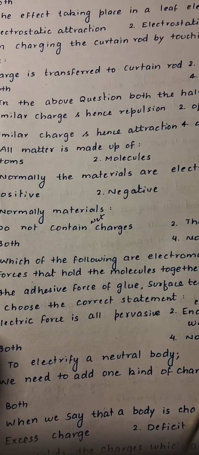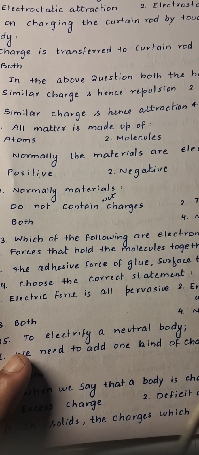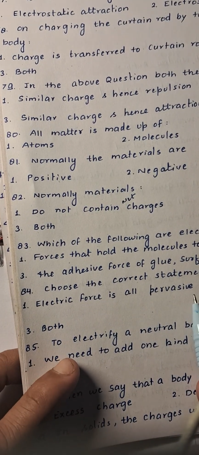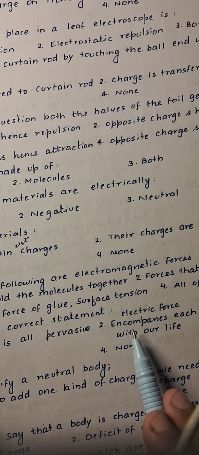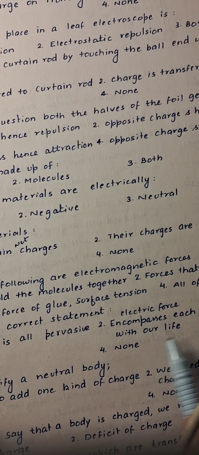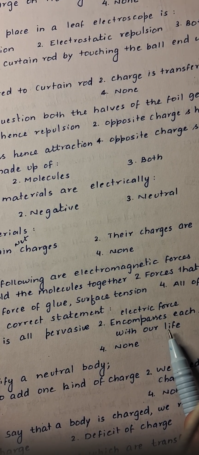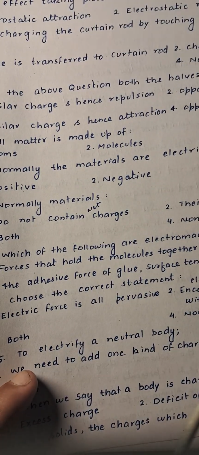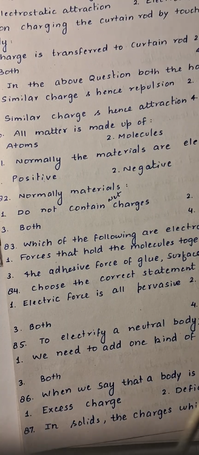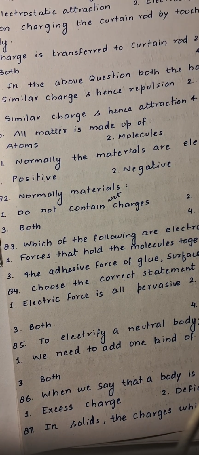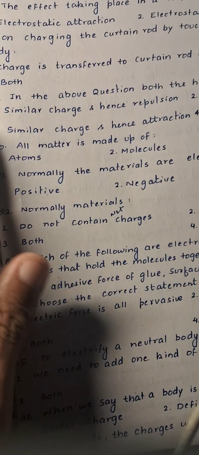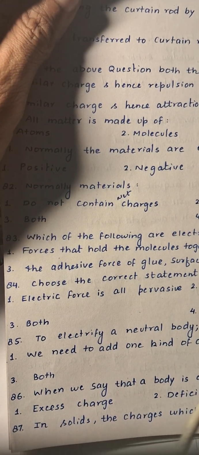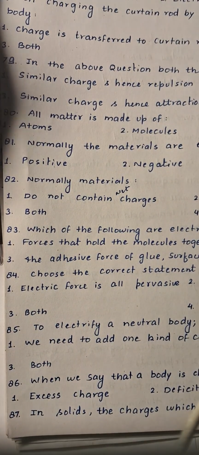Next is question number 84, which says: choose the correct statement. So the first is, electric force is all pervasive. Next is, electric force encompasses each and every field associated with our life. Third is both, and fourth is none. So both are correct, because in general life things are dominated by the electrical forces. Magnetic forces are also there, but they are very little as compared to the electric forces. So if dominance is concerned, it can be said that electrical forces dominate.